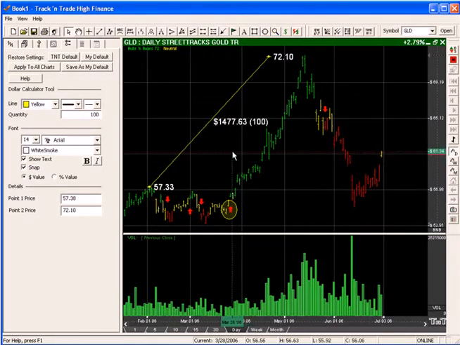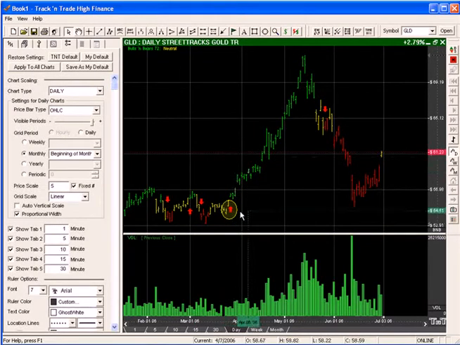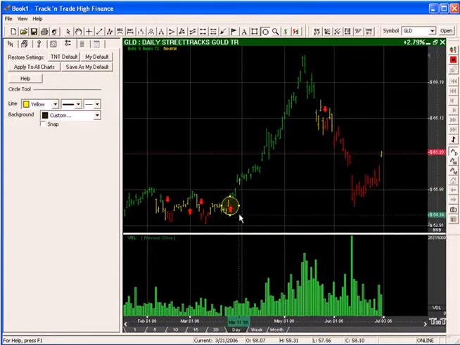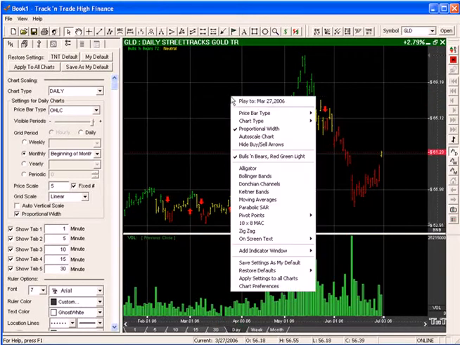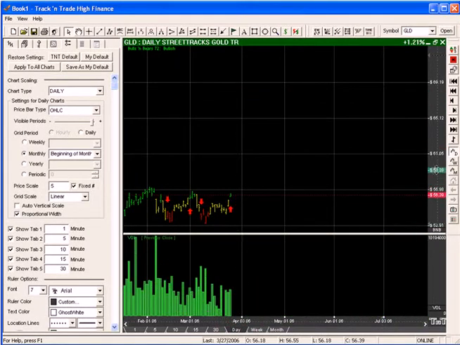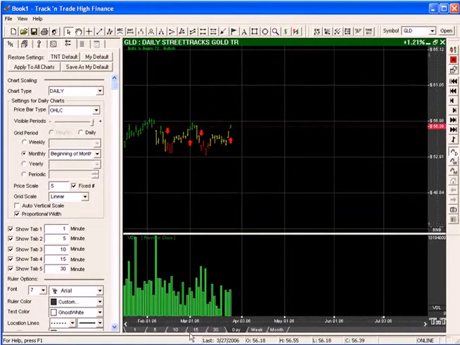Now we have another calculator that helps us also, and I'm going to back up in time, and we have that ability in Track and Trade to back up in time. I'm going to back up right to this buy signal right here, okay? Right to this buy signal. So I'm going to bring the chart back to this period in time, and what I'm going to do is I'm going to center that chart.